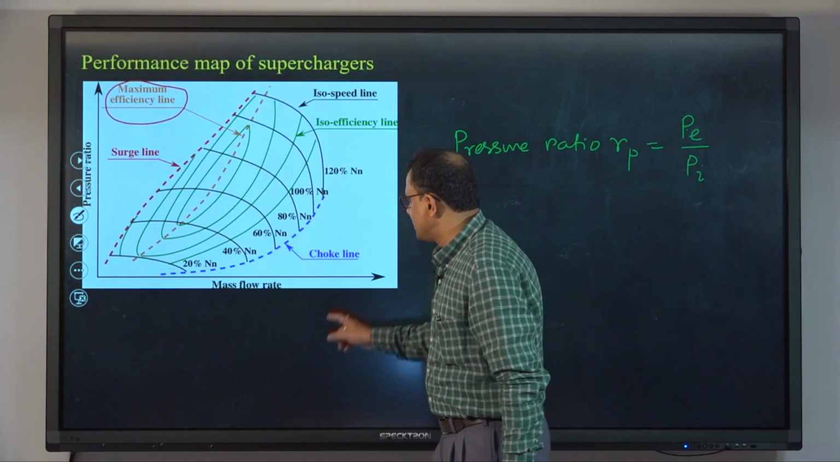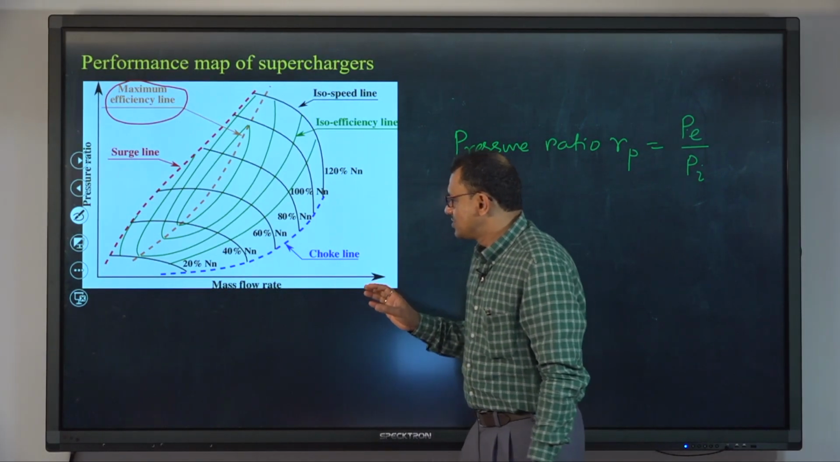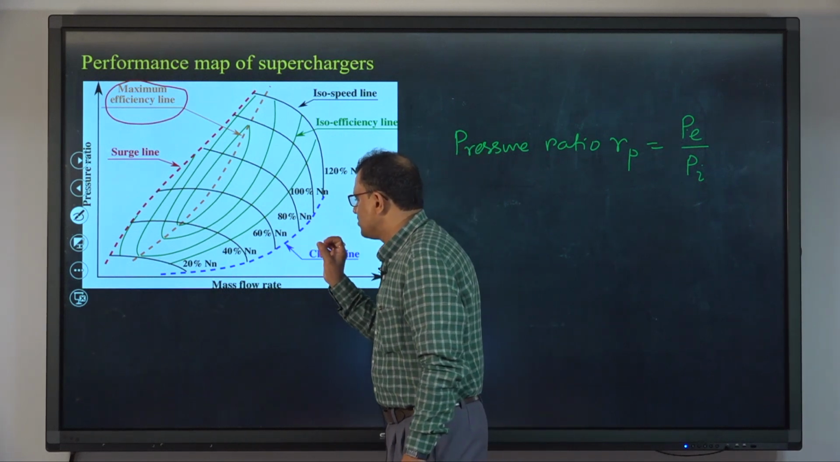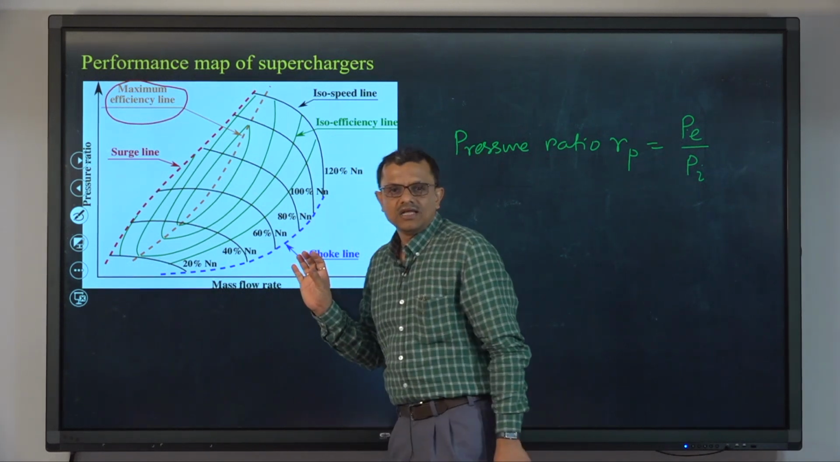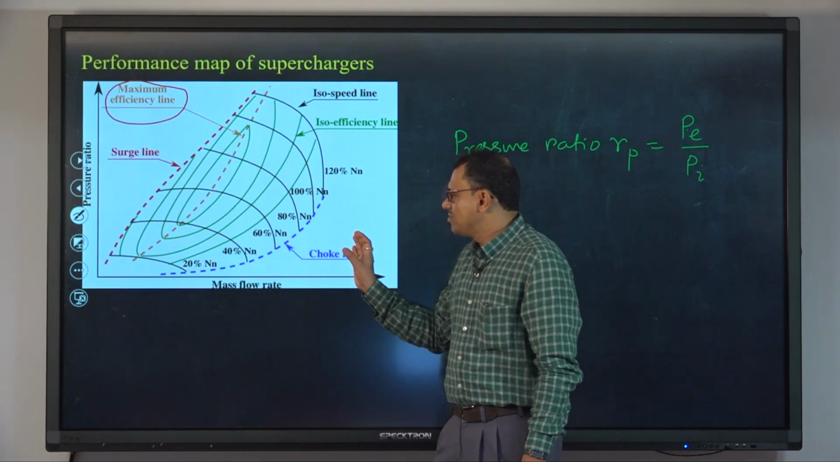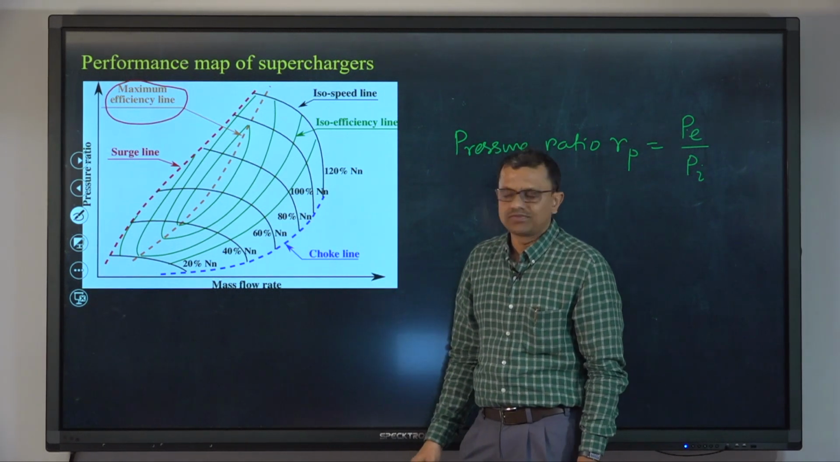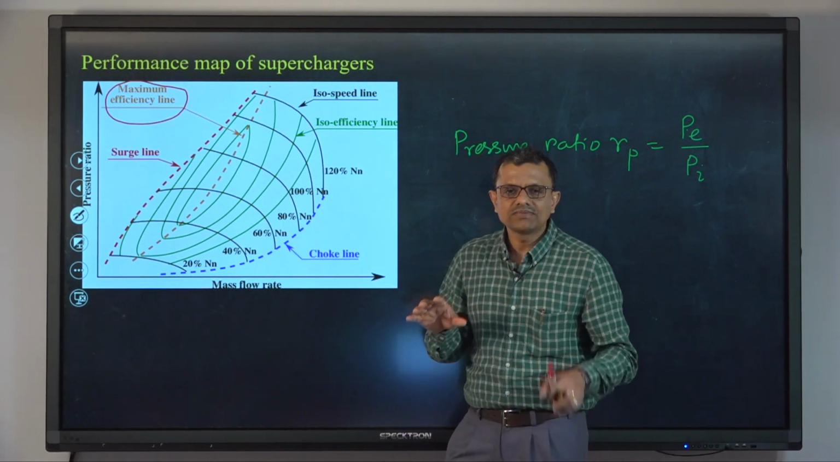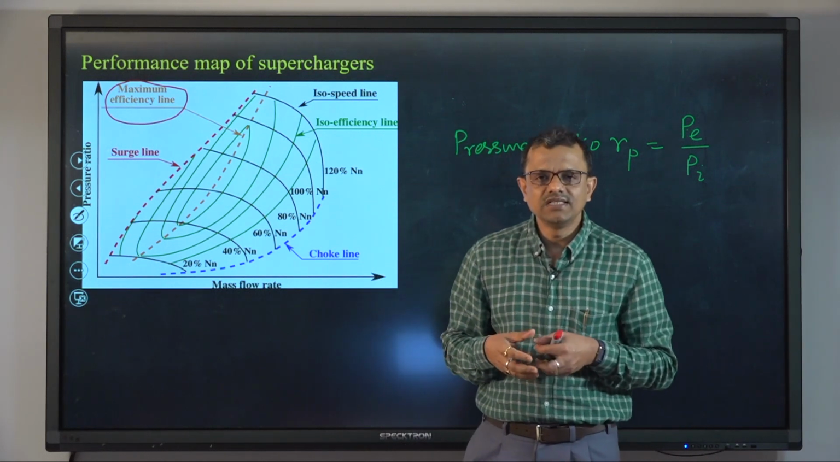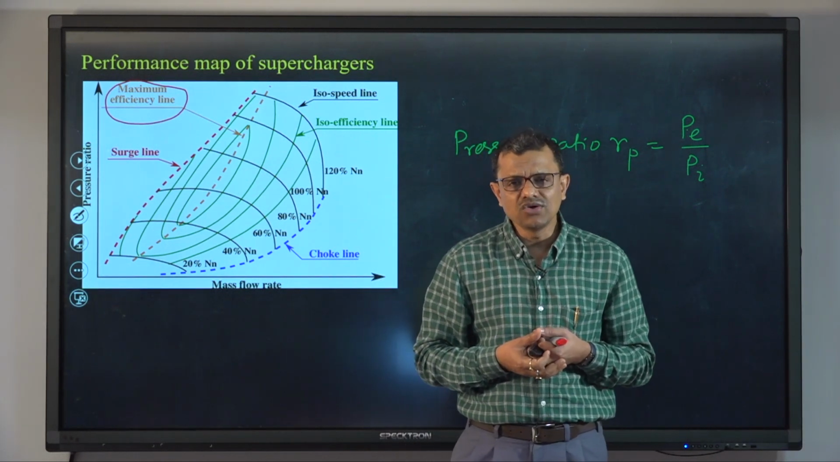Now, let us come to this particular line, that is the choke line. The choke line is essentially a line which also demarcates the compressor operation from the non-operation zone to the smooth operation zone. What is this line? We have studied choking in the context of a nozzle.